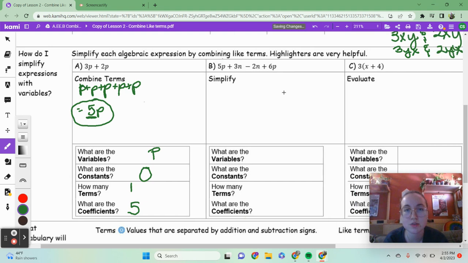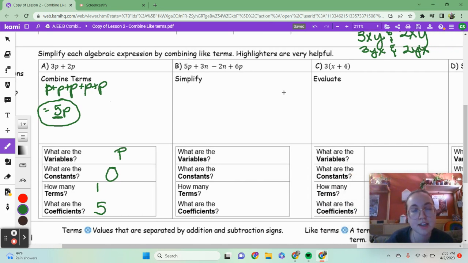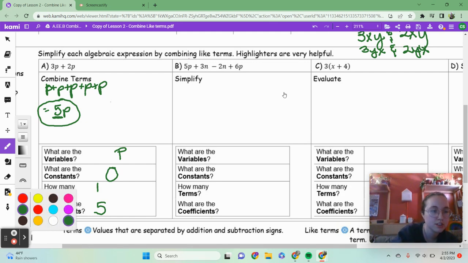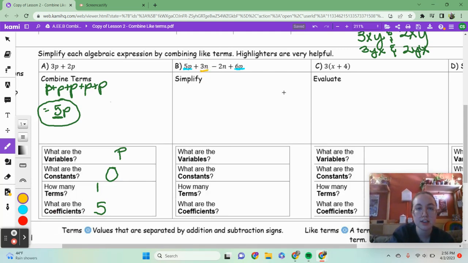If I want to simplify this next one, I have 5p plus 3n minus 2n plus 6. I can do some swapping around because I want to be able to combine like terms. I'm going to use some different colors here. I'll use blue for the p's. Here I have 5p and 6p. Those are like terms because they're both in terms of p. My 3n and 2n are also like terms because those are both in terms of n.